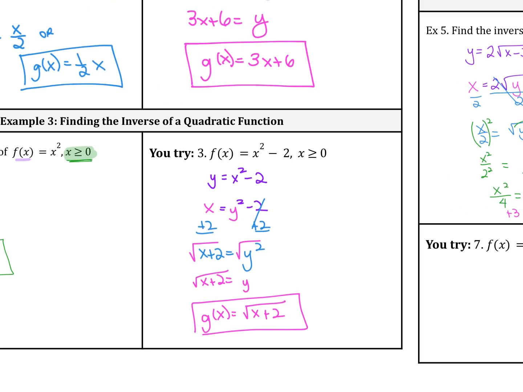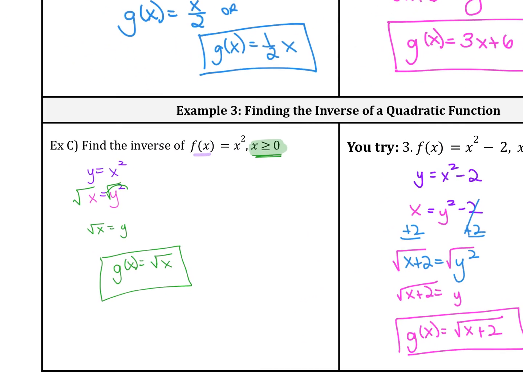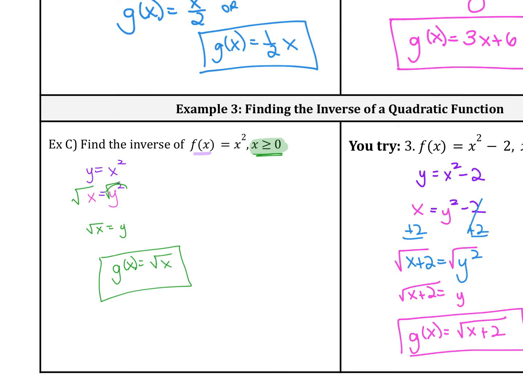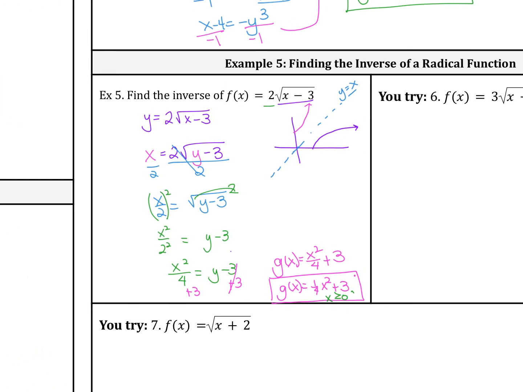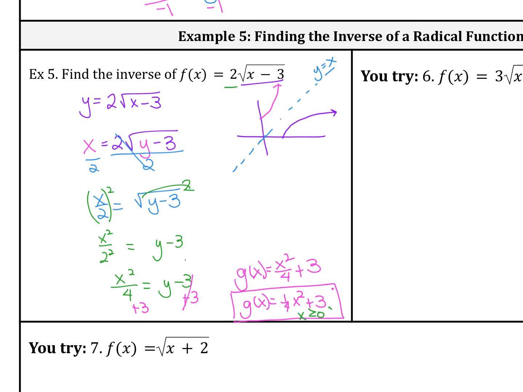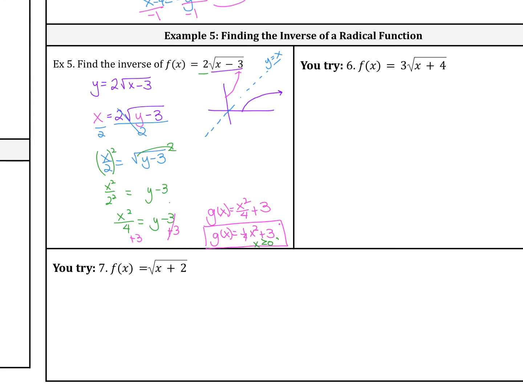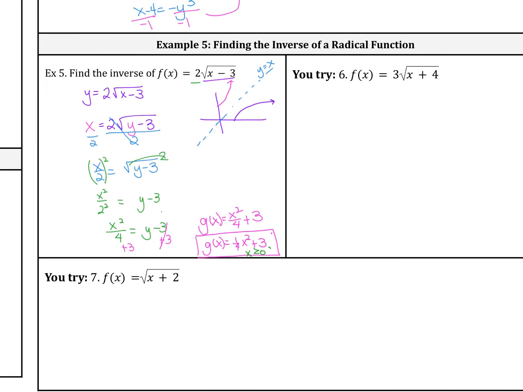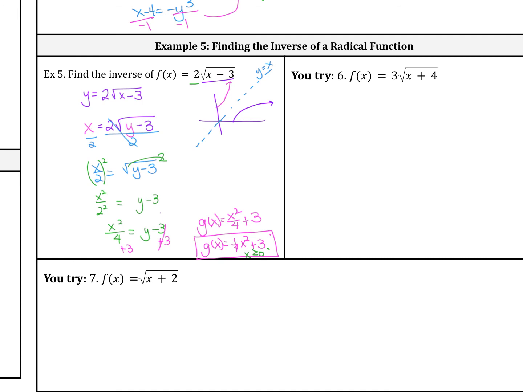It's just like what we did over here when they had the restriction for us. x is always greater than or equal to 0. So for the parabolas, we need to restrict it so that it would be a good mirror image of our radical graph here. So try these two examples here. Try example 6 and example 7.